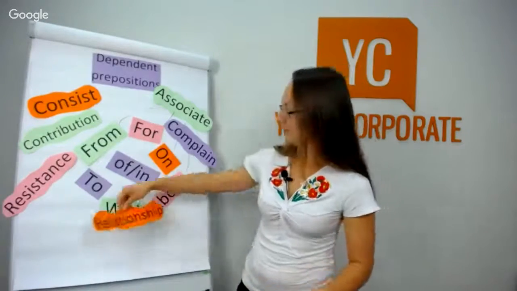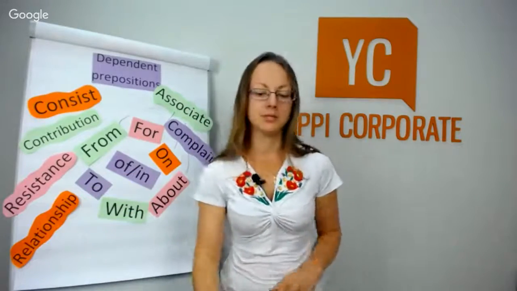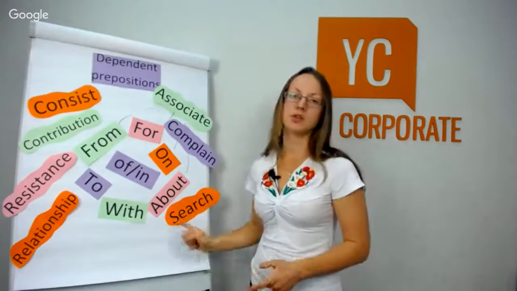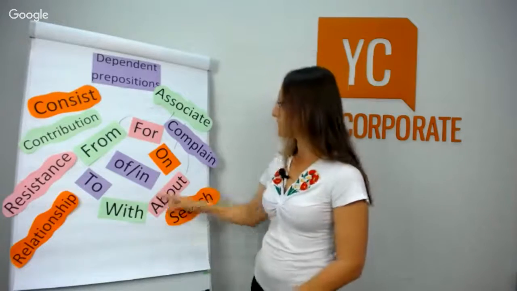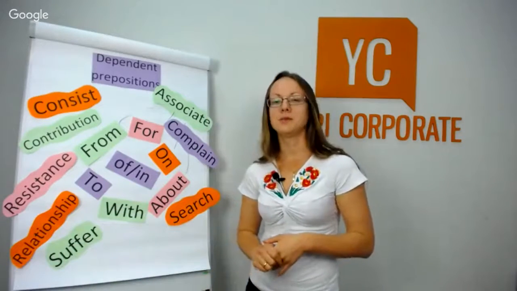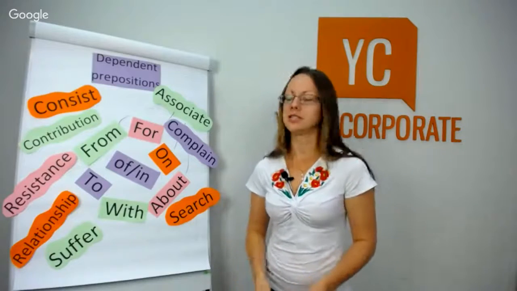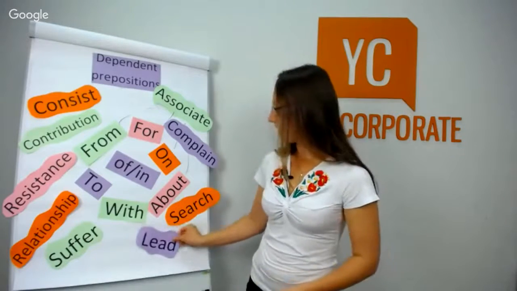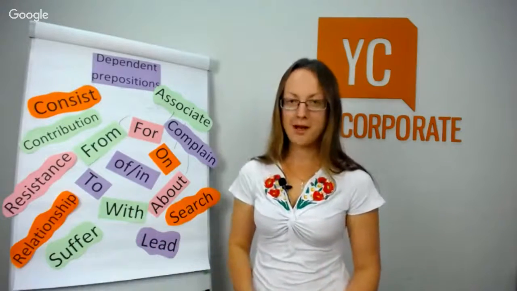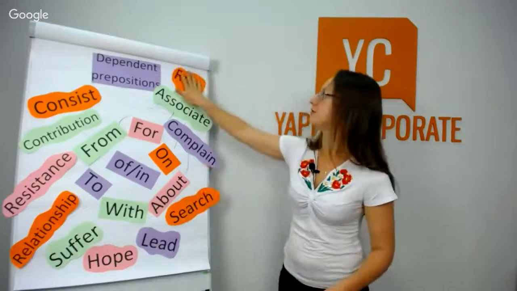Then we have relationship, to have relations, and we have relationships, so choose one of the prepositions. The other word we have is search. To be in search, to look for something. Then we have the word suffer. Suffer is, for example, to have something negative, like to have pain, not only physical. Then we have the word lead. So as the conclusion, it comes to the word lead. We have the other word, hope. And the last word, we have rely.